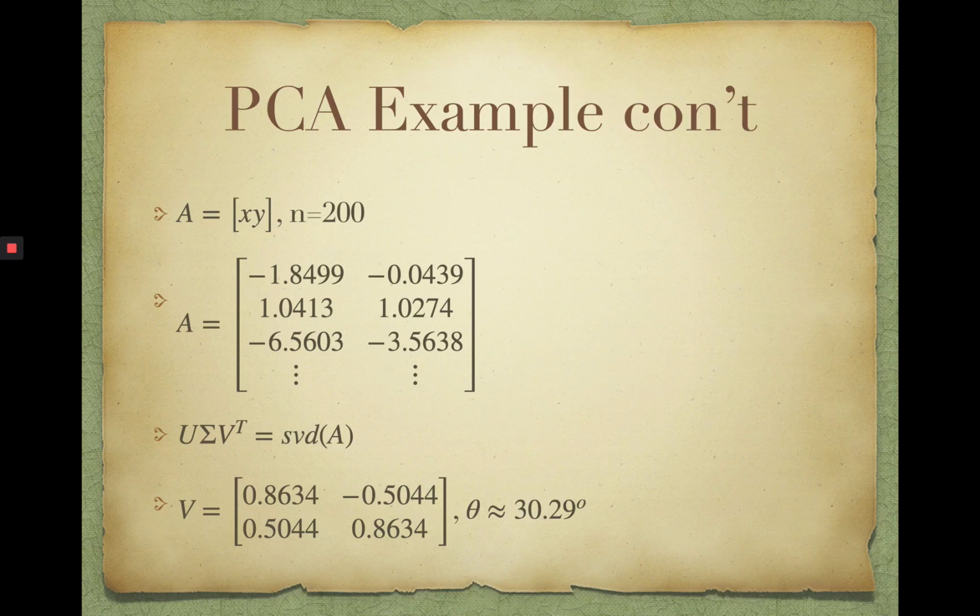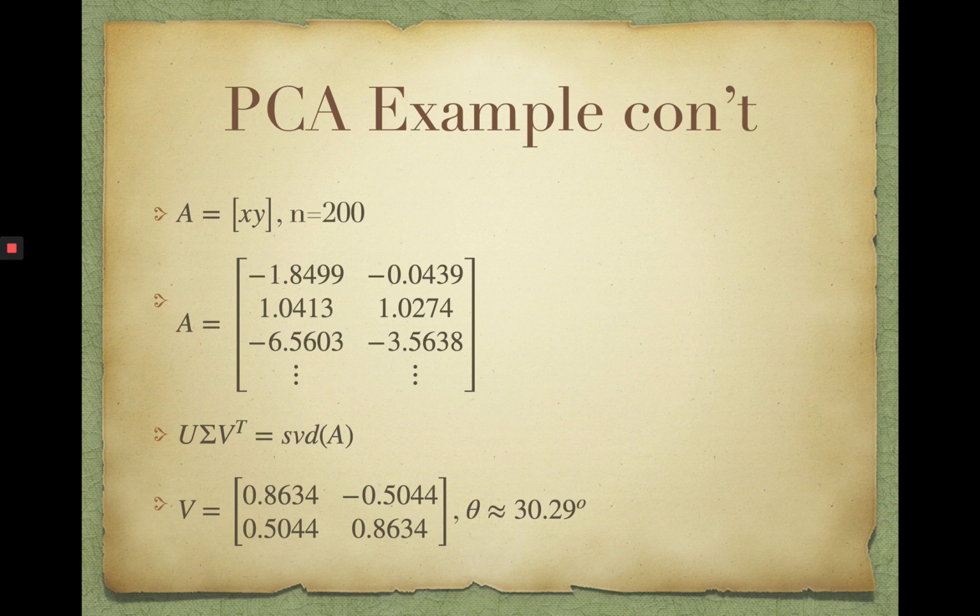That's because this is actually a unitary matrix, and in particular, it's a rotation matrix. And the 0.8634 values, top and bottom, are cosine of theta, and the 0.5044, plus or minus, is sine and minus sine respectively.